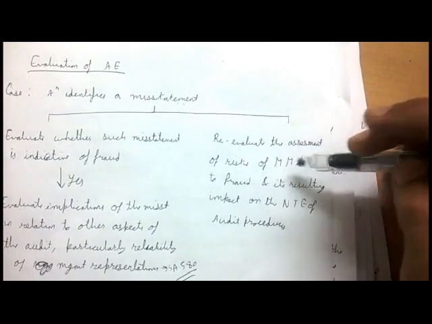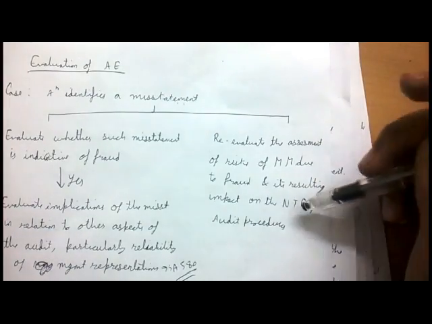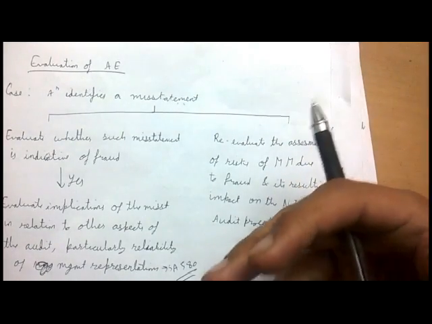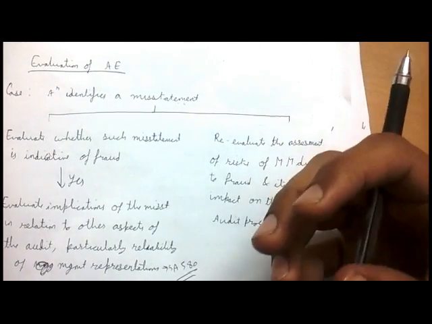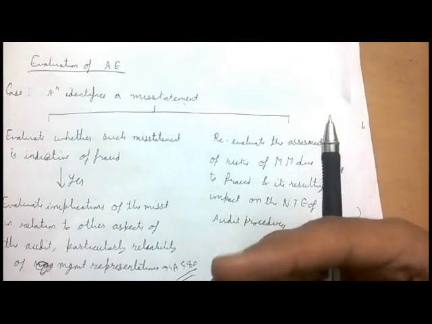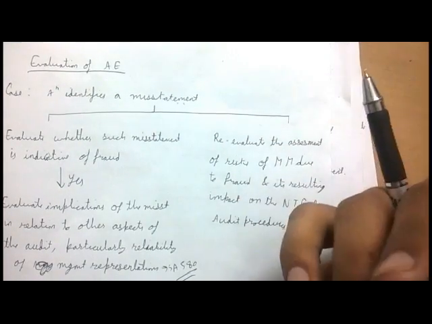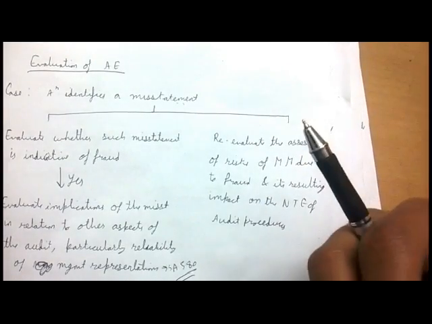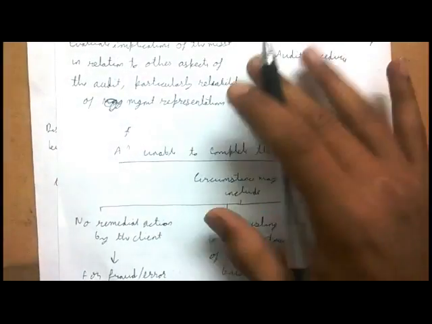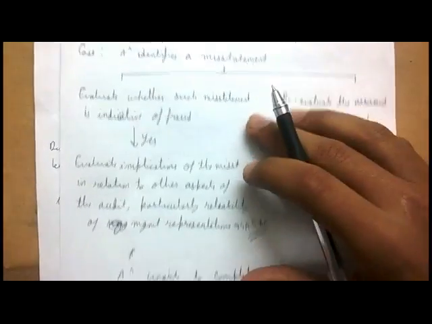So reevaluate the assessment of risk of material misstatement due to fraud and its impact on the nature, timing, and extent of audit procedures. Basically, if you are going for sampling, you are auditing, say for example, 40 items out of 100, and you identified some misstatement in those 40 items. Now you need to extend this. Basically, you need to take it to maybe 60 or 70 items, because the risk has increased. Now you need to perform additional procedures, right? So this was regarding the evaluation of audit evidence when the auditor identifies any misstatement.